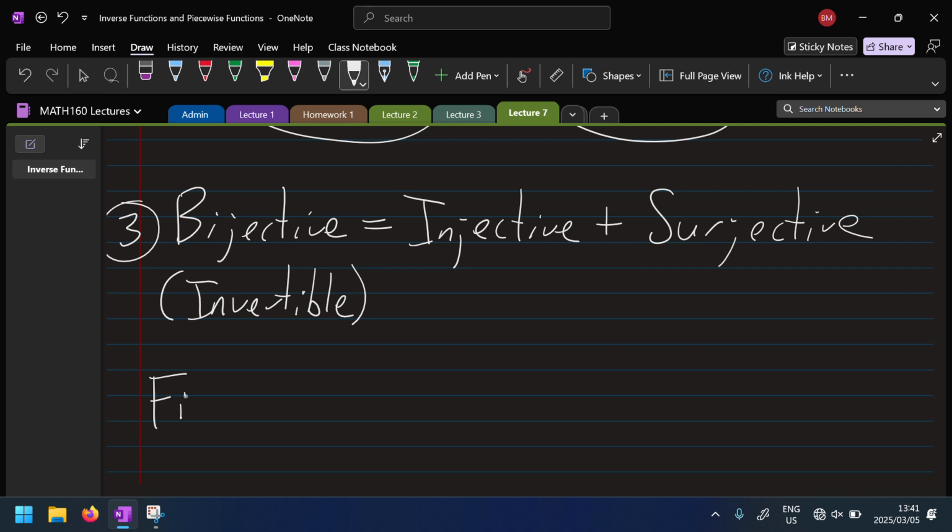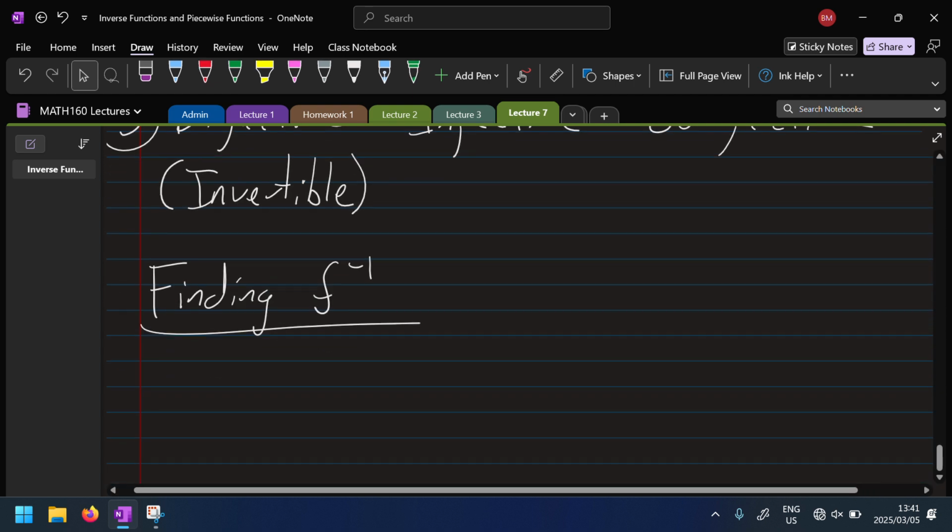Okay. Finding F inverse. Okay, so to find F inverse, the first thing we need to check is injective and surjective. Let's assume we've done that. We know F is invertible, so now we need to find what it actually is. Okay, we'll start off with a very simple example and then look at something a bit more complicated.